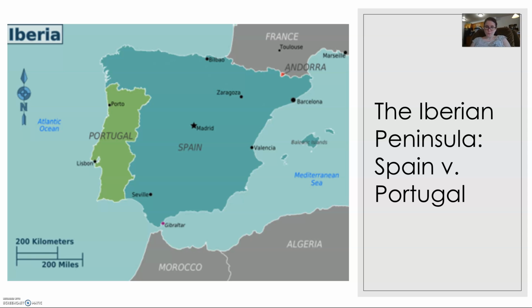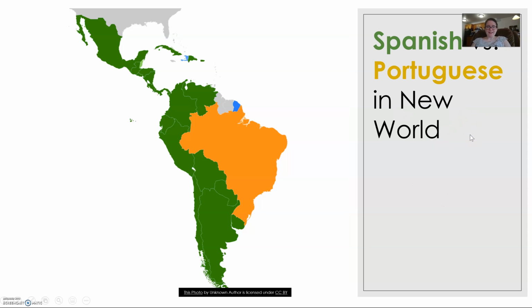So, here's Spain and Portugal in Europe. Let's look for a second at Spain and Portugal in the Americas. The orange on this map was area owned by Portugal, the entire Amazon basin, which is now Brazil. The green was all owned by Spain. Essentially, Spain and Portugal got together and drew a line down the middle and said everything to the east, that's going to be Portuguese, whatever exists to the west, that'll be Spanish.